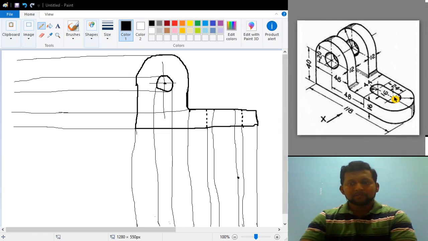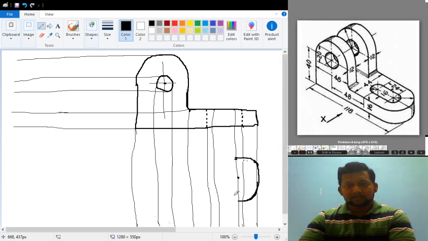With a distance of 22 mm, I will first draw a semicircular shape like this. Since I am using Paint, these things are not that good. I hope you can understand what I am trying to draw here. The one which I have drawn in the top view is this particular portion.